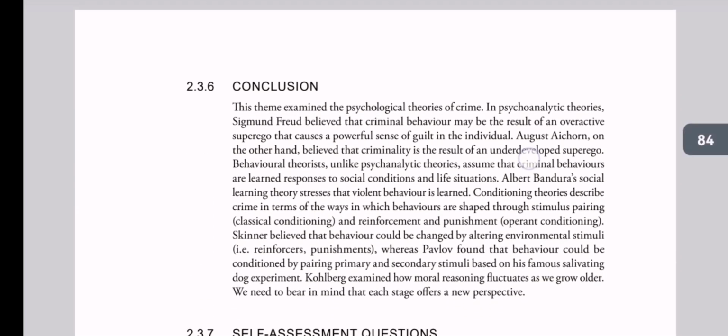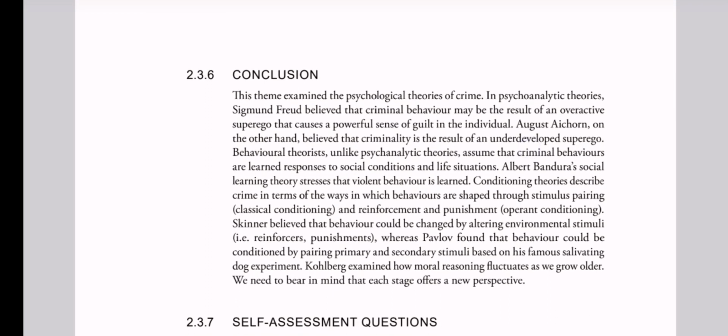Conclusion. This theme examined the psychological theories of crime. In psychoanalytic theory, Sigmund Freud believed that criminal behavior may be a result of an overactive superego that causes a powerful sense of guilt in an individual. August Aichhorn, on the other hand, believed that criminality is a result of an underdeveloped superego.